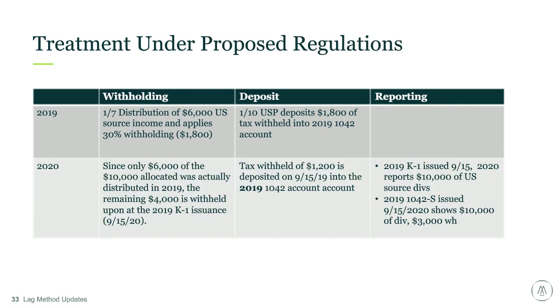Under the new proposed lag method, you would not have reporting within a year that you didn't have any income. You would report all of the income as per the year that the partnership collected it to the partners on the Forms 1042-S. So then your K-1 reporting of $10,000 of U.S. source dividend and your 1042-S reporting of $10,000 of U.S. dividend would align and would create less confusion for any U.S. tax filings that the foreign partner would make.